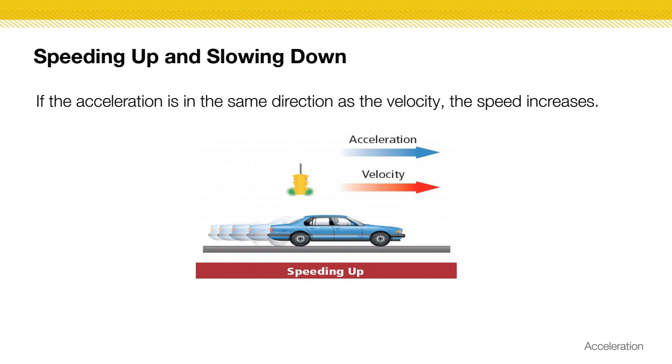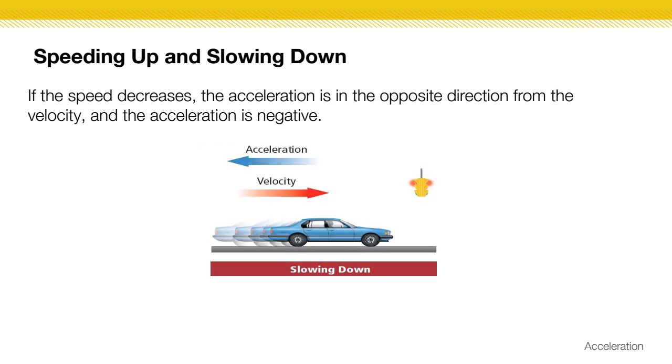If you're accelerating in the same direction as the velocity, then you increase your speed, right? Velocity is going to the right, acceleration is going to the right, you're going to go faster. If you're accelerating in the opposite direction of the velocity, then you're going to be slowing down. That is called negative acceleration, all right? Because it's going against the velocity.